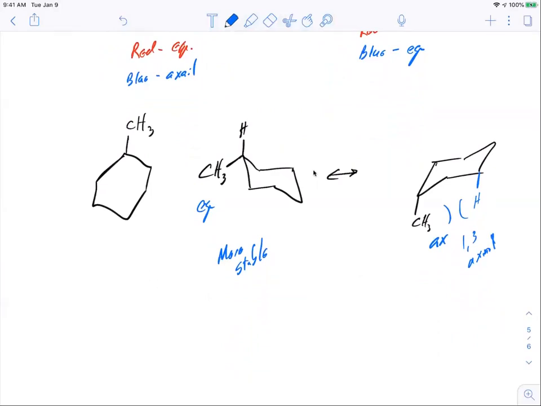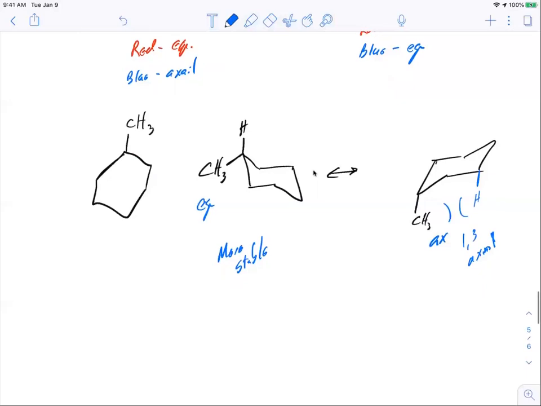So if I ask you to draw the most stable mono-substituted cyclohexane, you're going to put the substituent, the methyl in this case, in the equatorial position, right? That makes sense. It does not have the 1,3 axial interactions. If I say what's the highest energy conformation, you'll draw it in the axial.